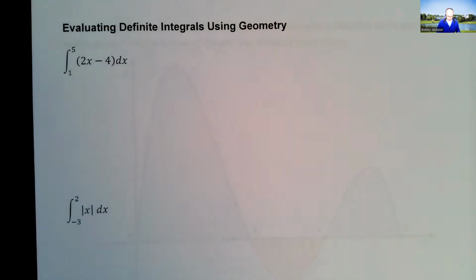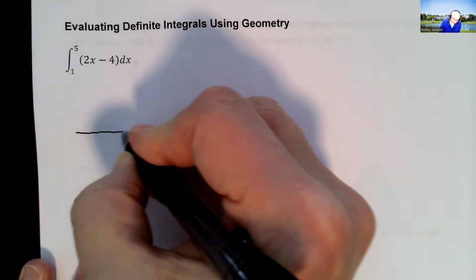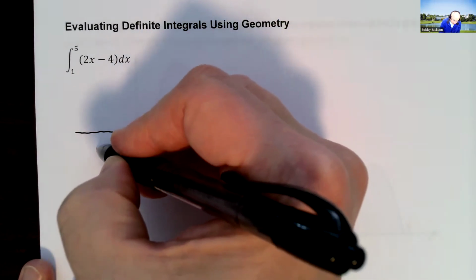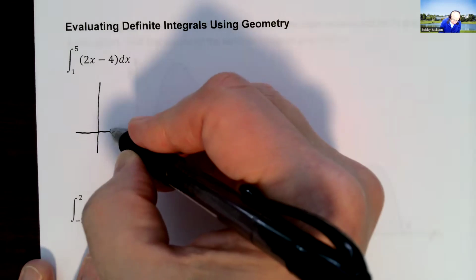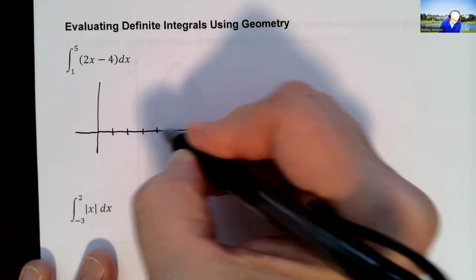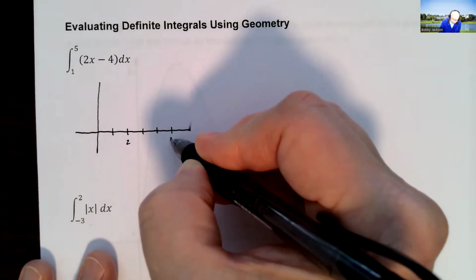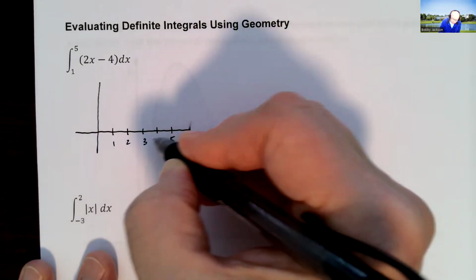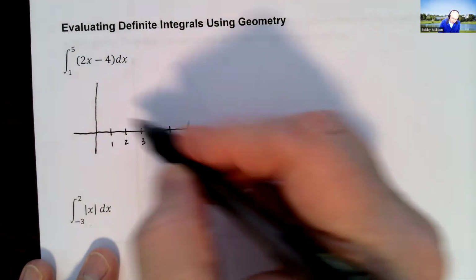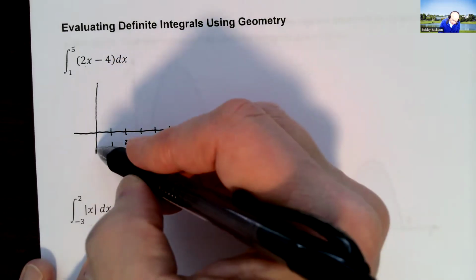So what I'm going to do is, first of all, sketch a graph of this function. The function is 2x minus 4. And what will this function look like? The graph of 2x minus 4 is a line. So here's 1, 2, 3, 4, 5. Okay, we'll just do that. So on the interval from 1 to 5, of course, the graph of 2x minus 4 is a line of slope 2 and y-intercept negative 4.